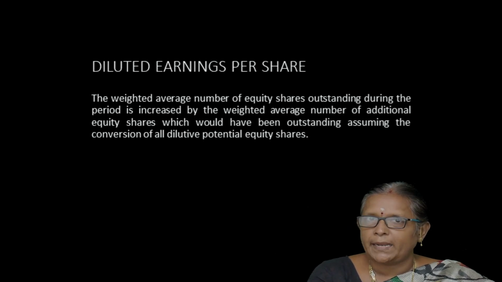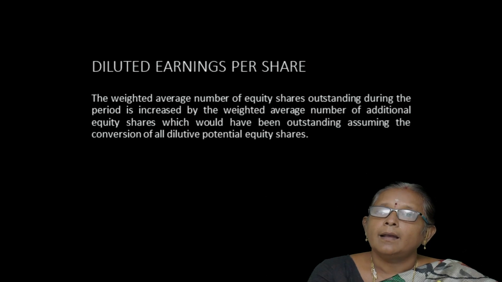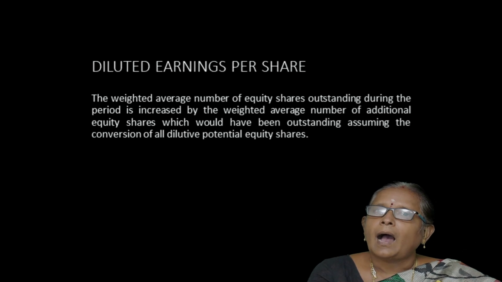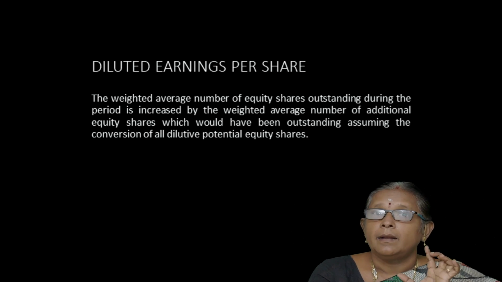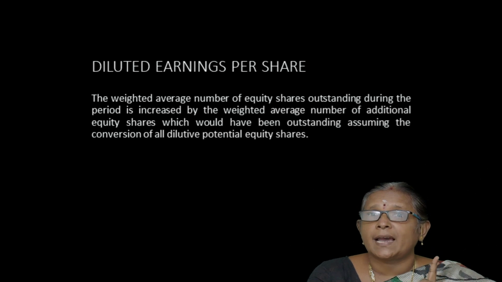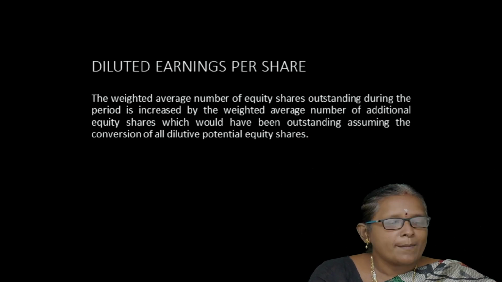Once again I repeat, instead of redeeming convertible debentures, the debentures are converted into equity shares. Already they have 3 rupees per share as earnings per share, but now the debentures are converted into equity shares. So the number of equity shares will automatically increase, and it will dilute the earnings per share. Here we are going to find out diluted earnings per share with one best example.